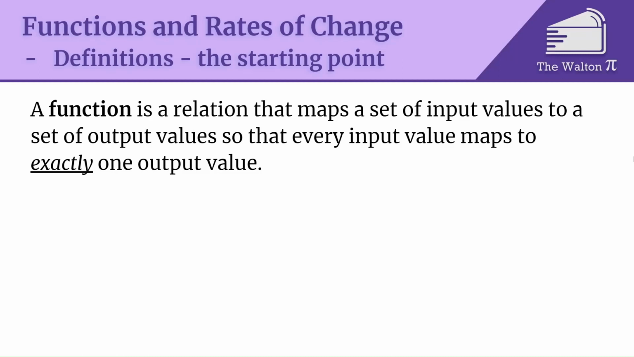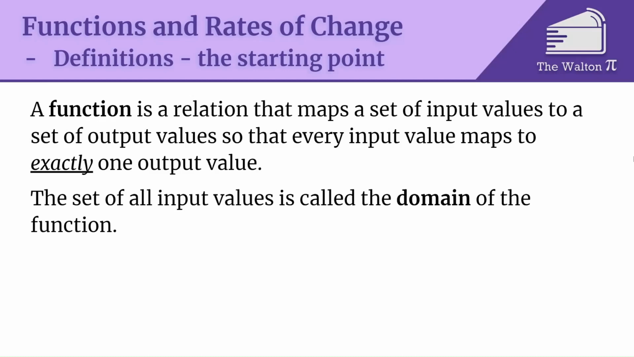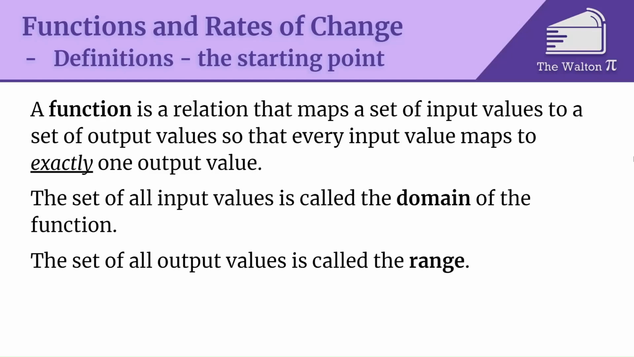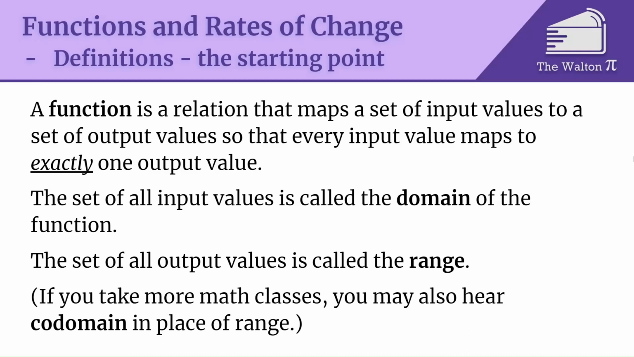A function is a relation that maps a set of input values to a set of output values, so that every input value maps to exactly one output value. The set of all the input values is going to be called the domain of the function, and then the set of all output values is going to be called the range of the function. You might also see this referred to as the codomain in place of range. That's just something that you might need to know in the future if you take more math classes.